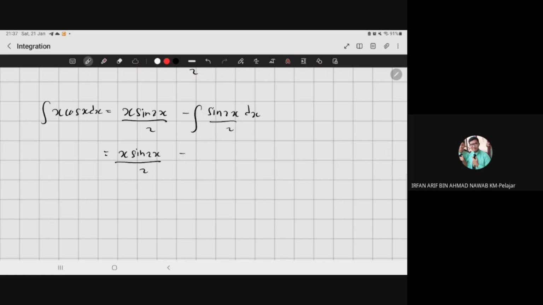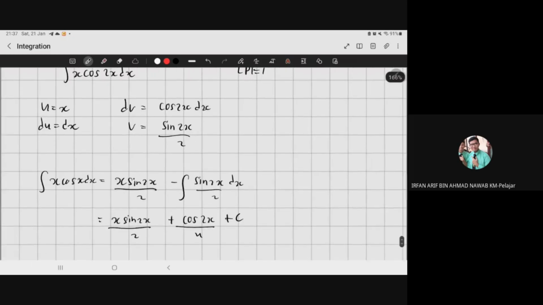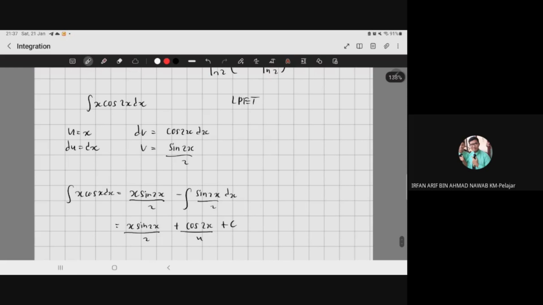Yeah, I think... Wait, if I integrate this, yeah, I should get this. Let's see. Ta-da! Really simple. Nothing much to worry about.